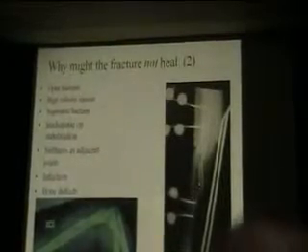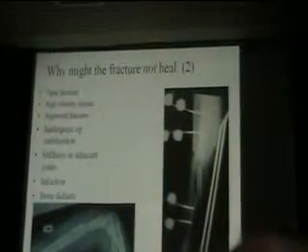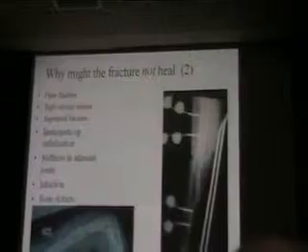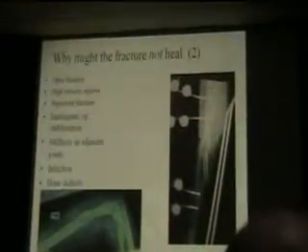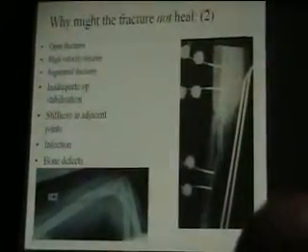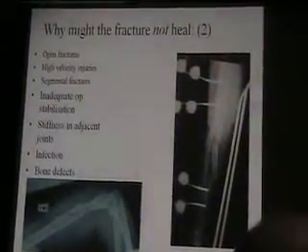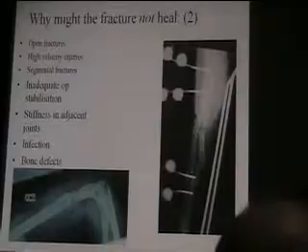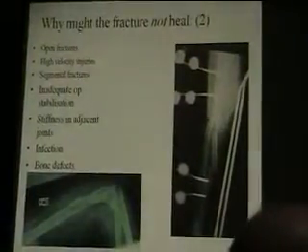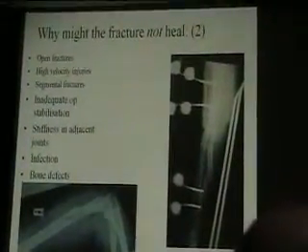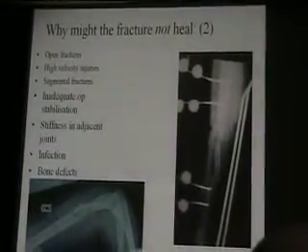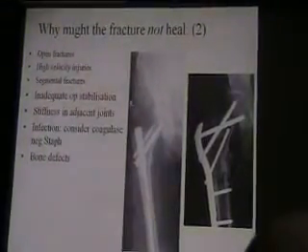And if we create a bone defect by the initial devices removing the central segment of the tibia, we can be confident that we have a potential non-union. In addition, we may consider inadequate optimal stabilization, stiffness in adjacent joints, infection and bone defects. These are the issues we must consider in the assessment of non-union.